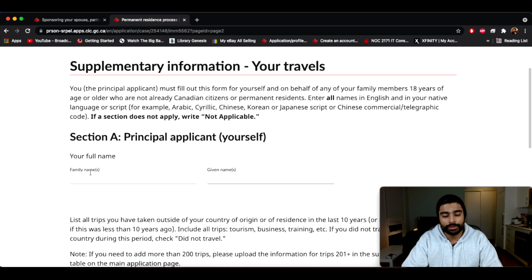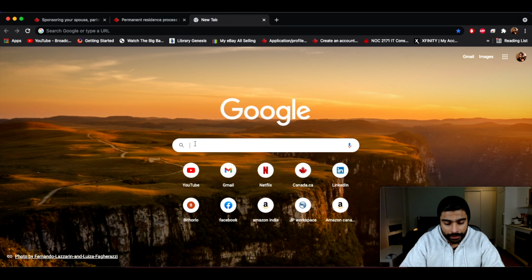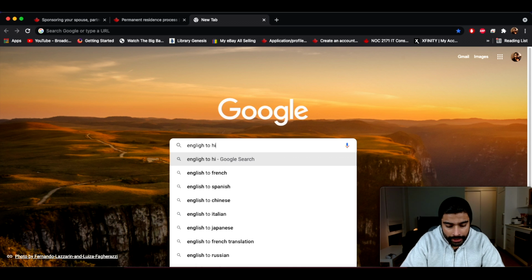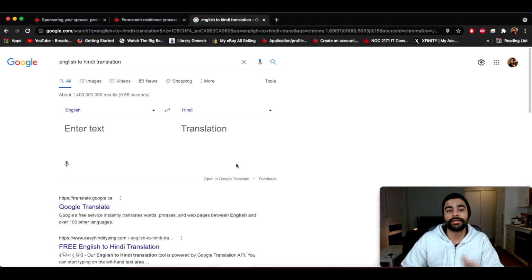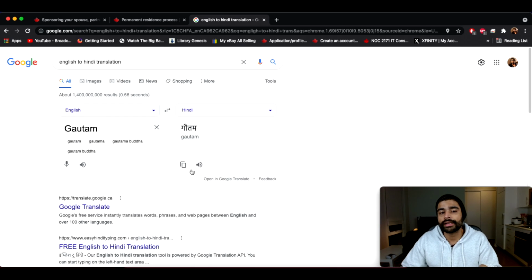So the first thing you'll do is write your family name here. Let's say I write my last name here, Gautam, okay? And then I will have to write the same last name in my native script, which is Hindi. So my best option is to go to Google and simply type English to Hindi translate, okay? And this page is going to open up. This is where I'm going to enter my name, Gautam, in English, okay? And it translates in Hindi, all right, which is my native script.